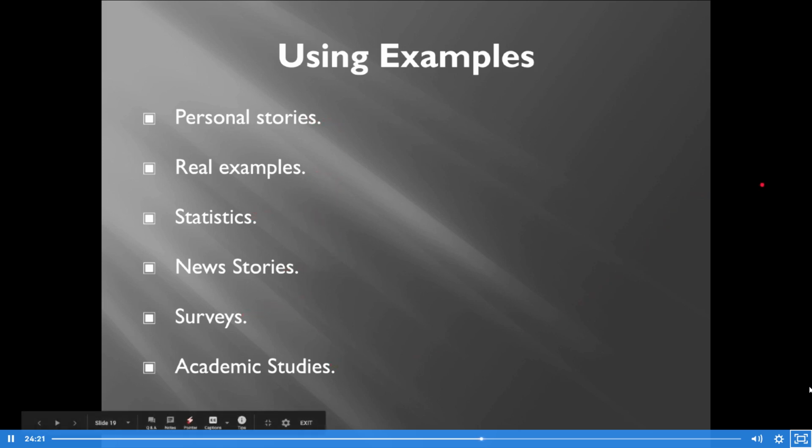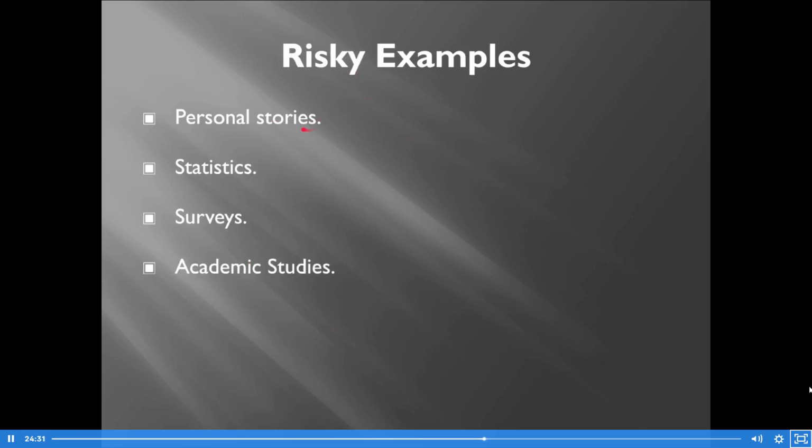And sometimes they'll use academic studies. Like they'll say, according to Cambridge University, blah, blah, blah. All right, so some of these are good to use and some of them are not so good. So these are risky examples: personal stories, statistics, surveys, and academic studies.